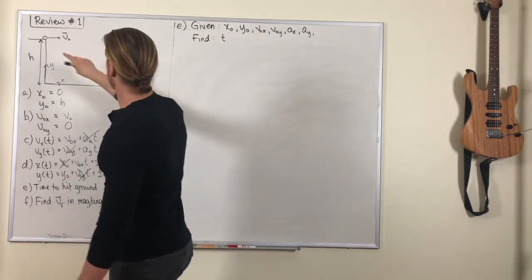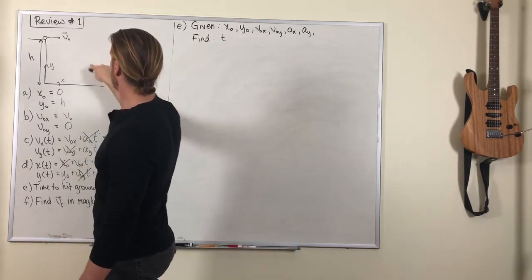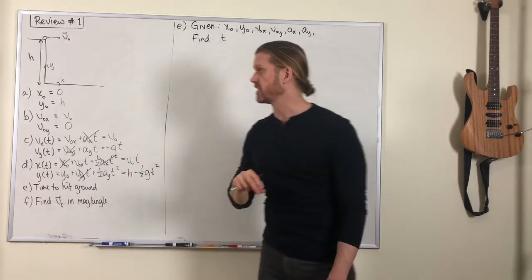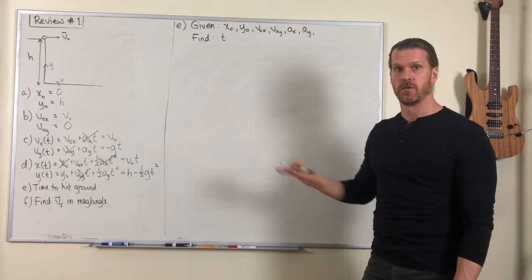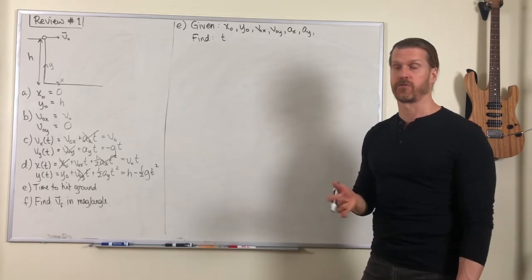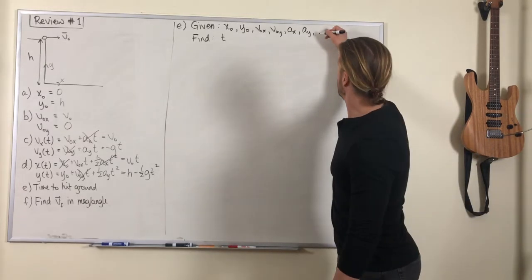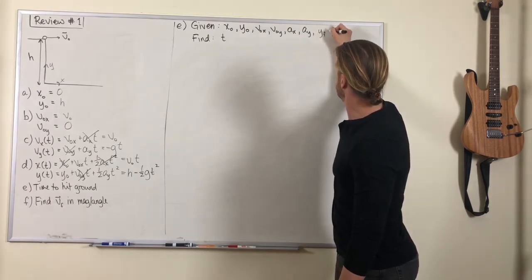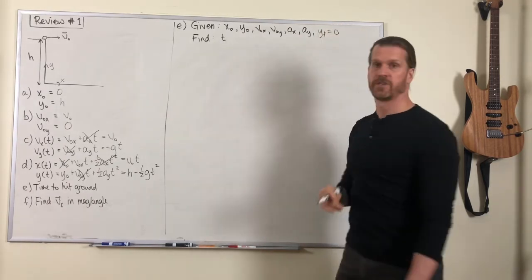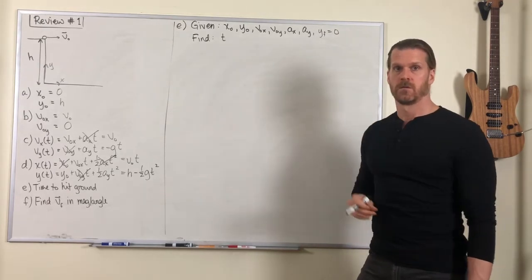This is all kind of information about the starting point, but we also know some information about the ending point for the scenario in part E. The ending point is when the stone hits the ground. So we also know that y final will equal 0. Hits the ground.